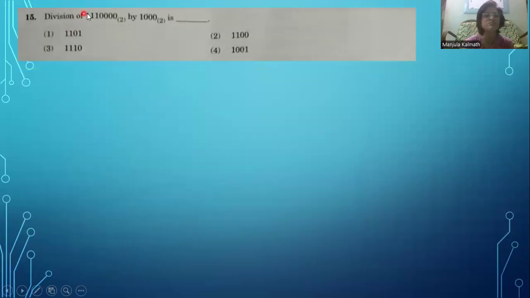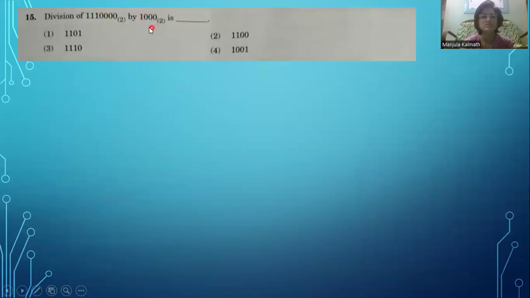Then next we have a division of a binary number by another binary number. In the previous question it was a multiplication, now it is a division. Same process. Once again, we have to convert this number into a decimal number.